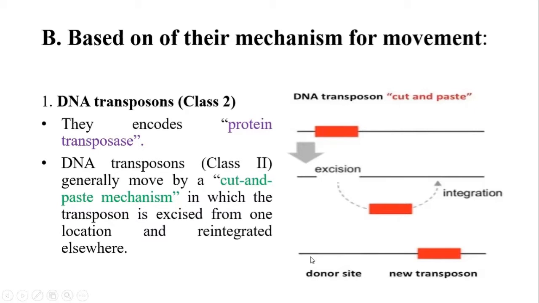Let's understand by this diagram. In this diagram, this is a transposable element. It excises itself from this location and integrates into another location. So DNA transposons simply excise themselves and insert and integrate into another location. They simply move by the cut and paste mechanism. They cut themselves from one location and paste to another location.